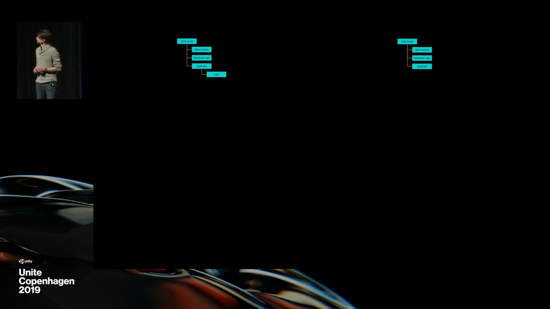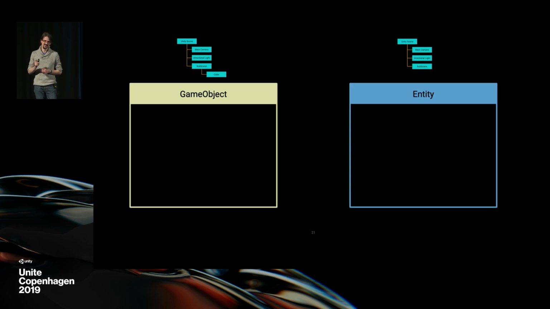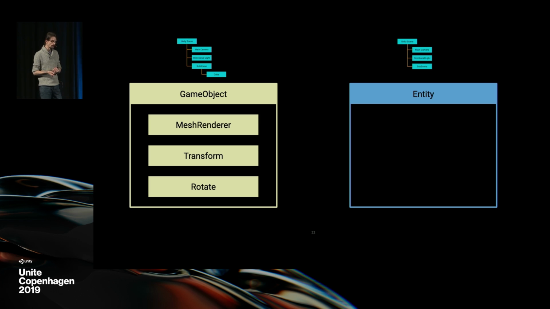So a bit more details. Here on the left side of the slides, I've put the open subscene, so the game objects, and on the right side of the slide, I've put the entities. So the game object, and in this case, I'm back to the rotating cube example. The game object will contain a few components. So the mesh renderer, a transform, and the rotate MonoBehaviour that we have created.